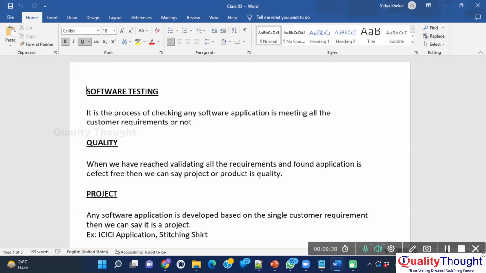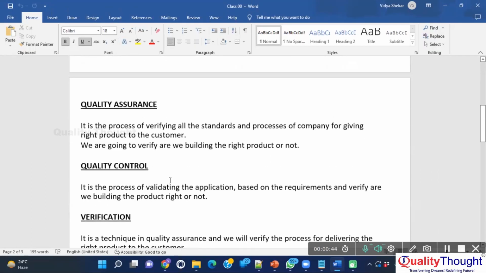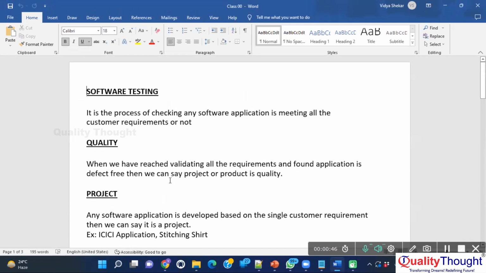Many people know these points, like what is software testing, what is quality, what is QC, what is verification and validation, but for those who are completely new to this field, I just want to give a high-level glance of it, and we will start further.